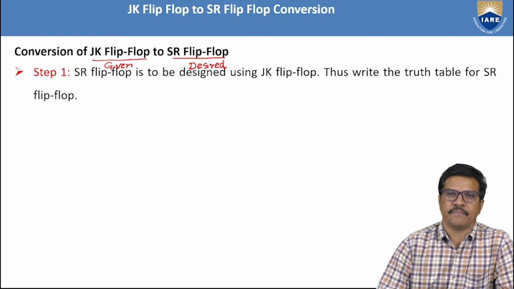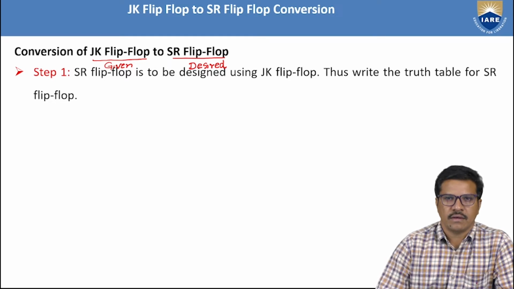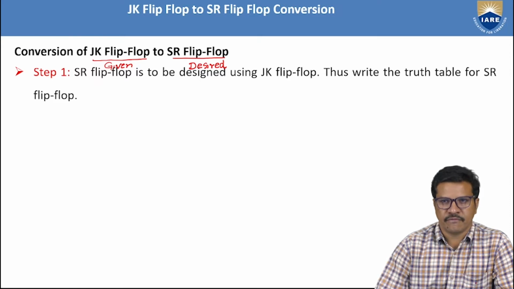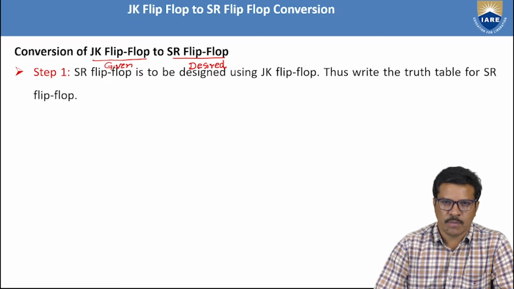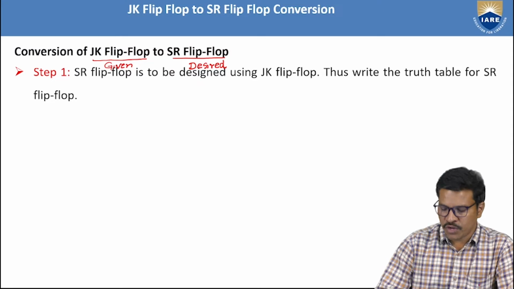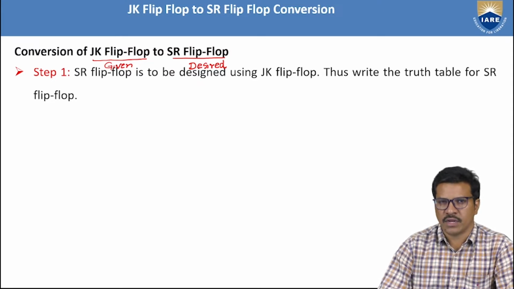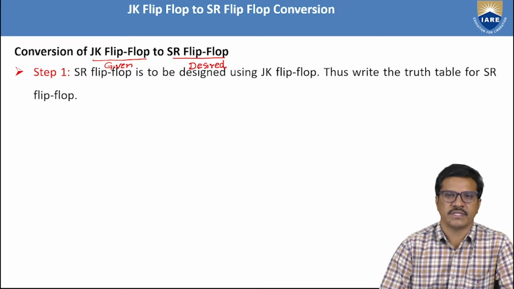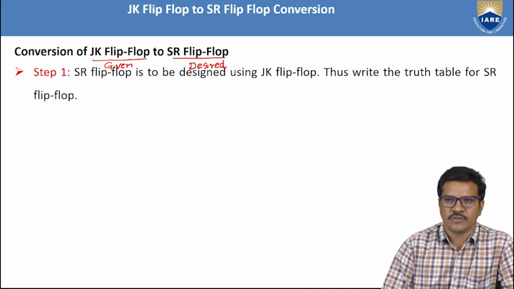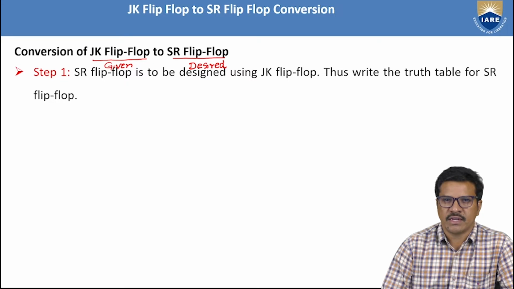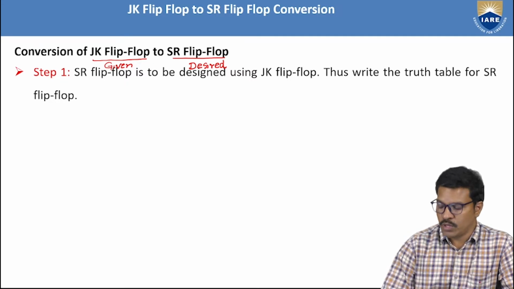According to the first step, the SR flip-flop is to be designed using a JK flip-flop. Thus, we need to write the truth table of the desired flip-flop. We know all the combinations of SR and the present state and next state. Once we prepare the truth table for the desired flip-flop, the SR flip-flop, we move to the next step.